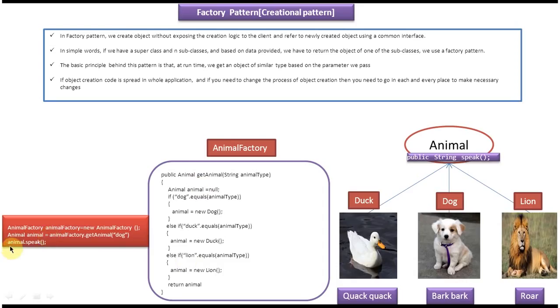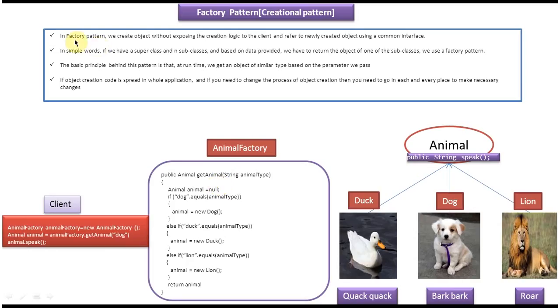Now it is calling animal.speak. This Animal has a reference to the Dog object, so it will call the Dog object's speak method. The Dog object's speak method will return bark bark. Like that it will work. So basically this part is the client code which calls the AnimalFactory object's getAnimal method.